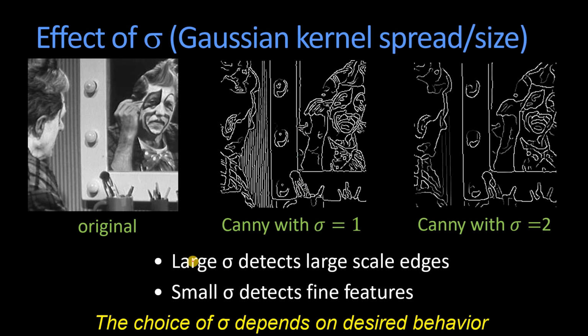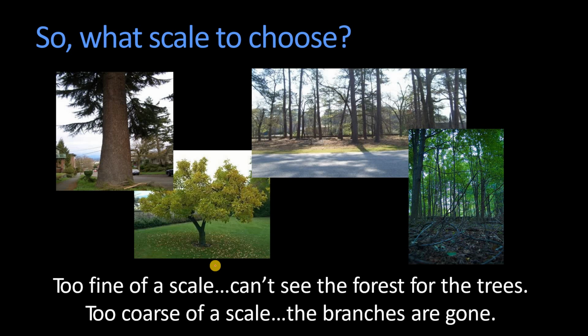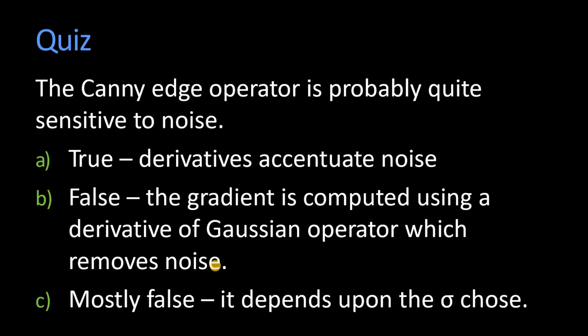Here is some other thing, sigma, we will not be using. Leave this also. This is again scaling. This is a quiz. Canny edge operator is probably quite sensitive to the noise. True or false? So we all know it's true. It's highly sensitive to the noise. Noise destroys the output of the Canny edge.